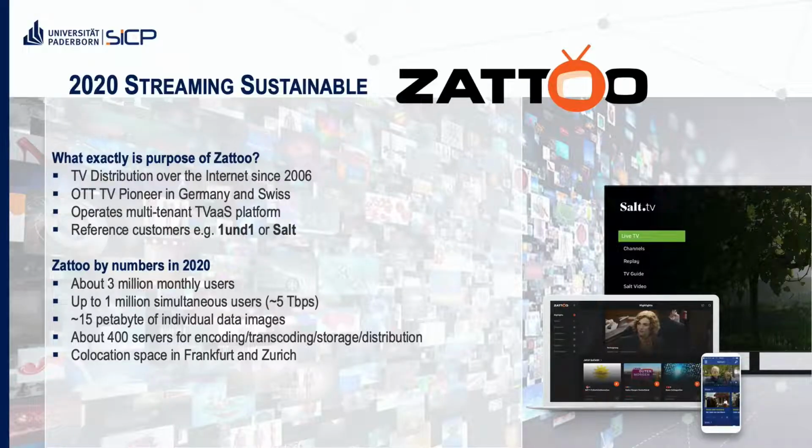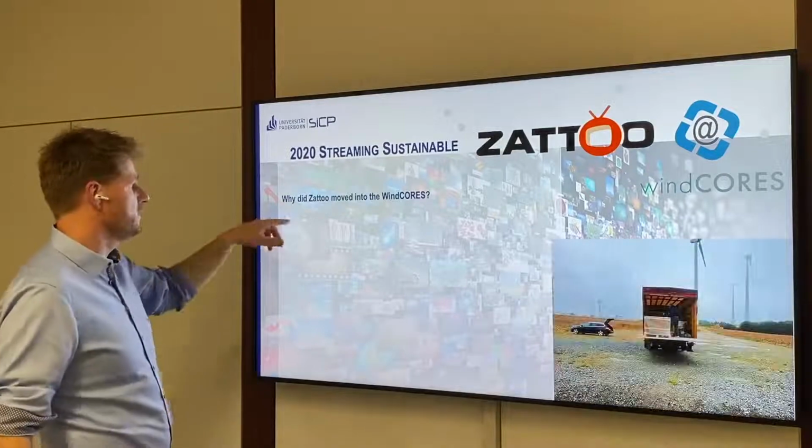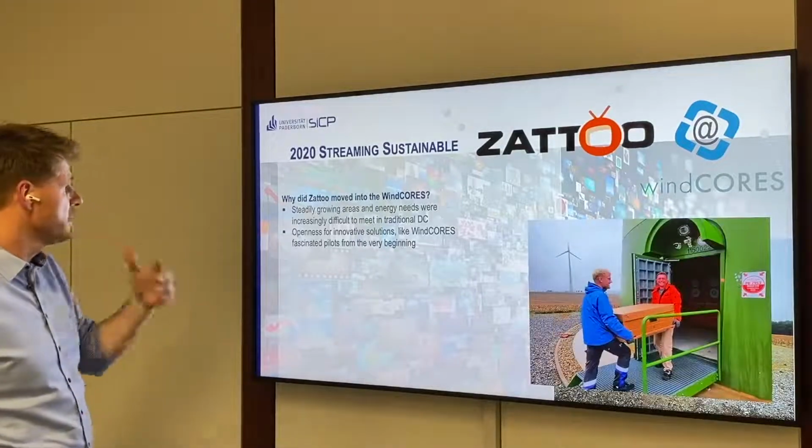Zattoo in numbers is 3 million monthly users and 1 million simultaneous users. So 15 petabytes of individual data images are produced, and in 2019-20 they were running roughly 400 servers, located in Frankfurt and in Zurich. But why did they make this step into the wind cores? Why did they move to the wind cores?